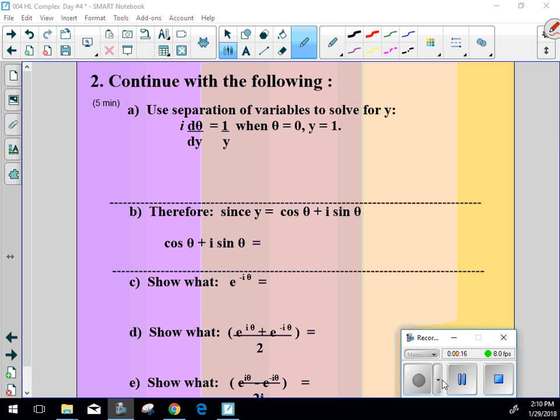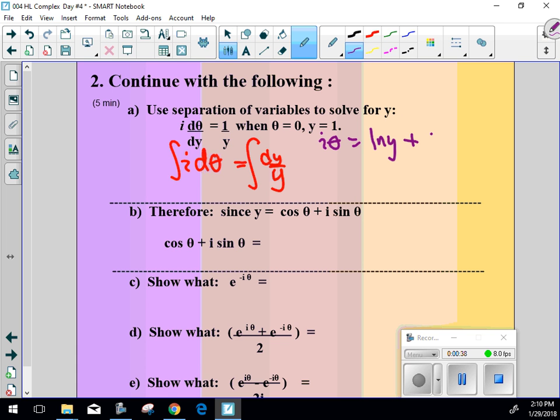So in this one, what I would do is do a separation of variables. Keep the constant i with the d theta, and then move the dy so it's in the numerator. Remember how we did that? dy and d theta are in the numerator. Then integrate both sides, and you're going to get i theta equal to the natural log of y plus c.